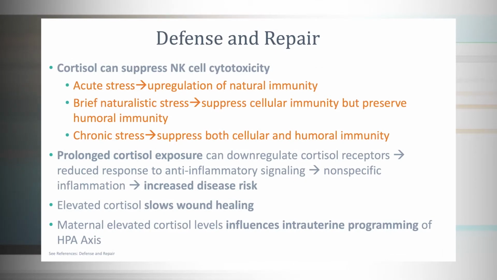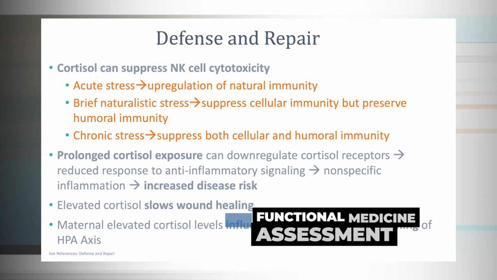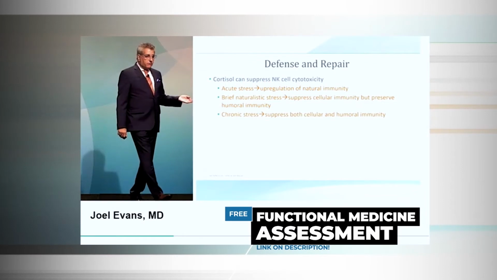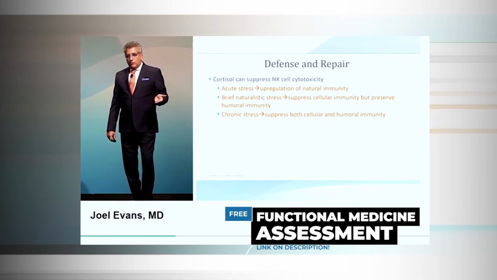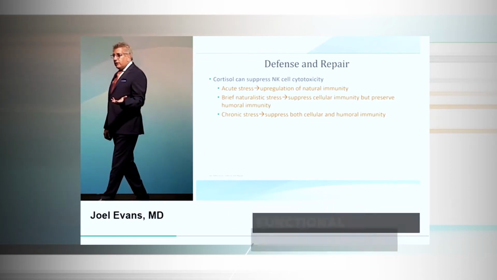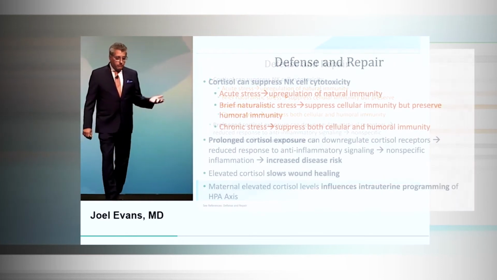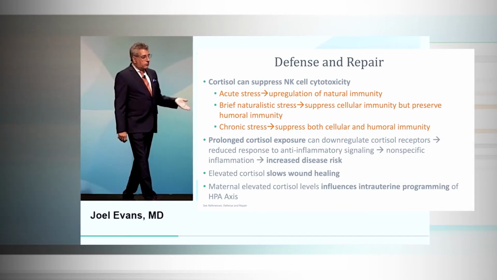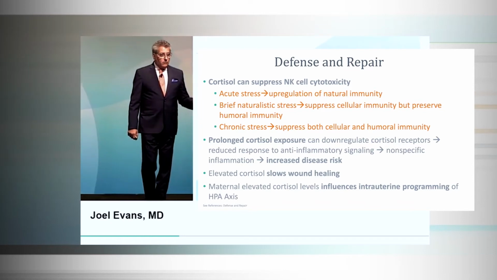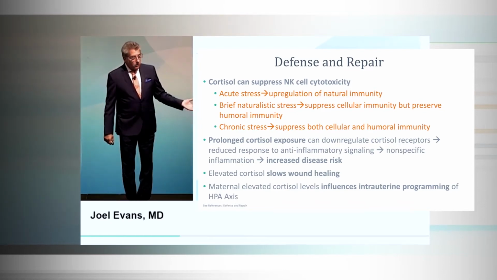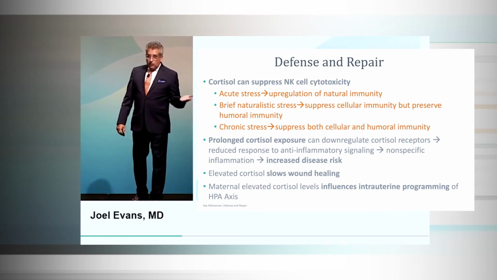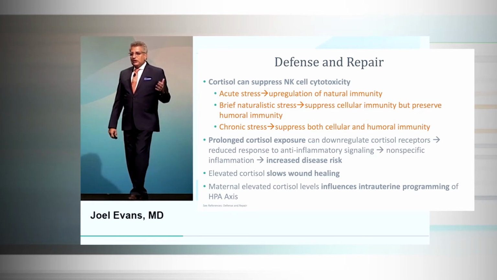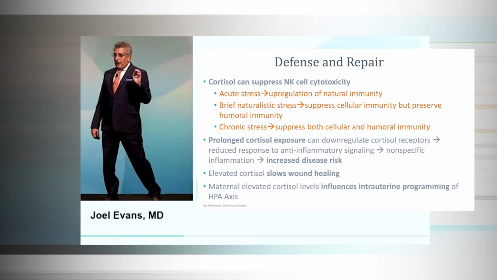What about immune? We all know about stress causes a problem with immunity. So acute stress can actually be beneficial. Chronic stress suppresses both cellular and humoral immunity. If you're a surgeon here, you don't want your patients stressed preoperatively. Too much stress leads to increased disease of almost all types. Elevated cortisol slows wound healing. Maternal elevated cortisol changes programming of the HPA axis.